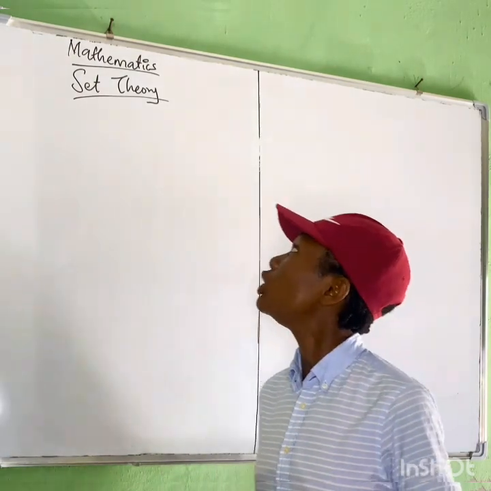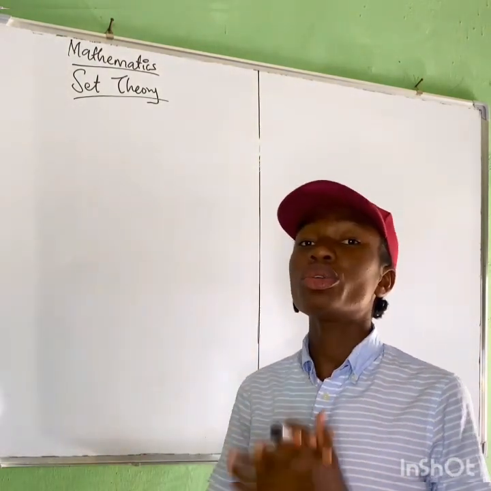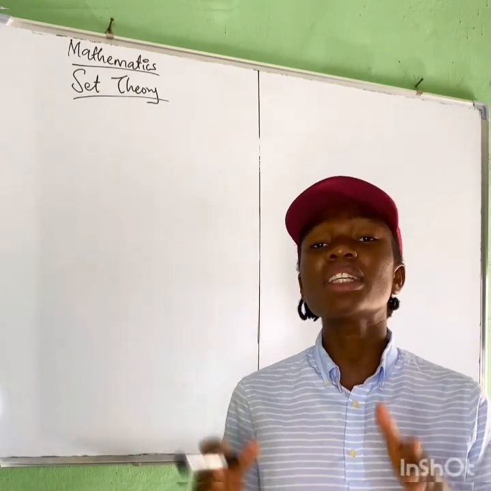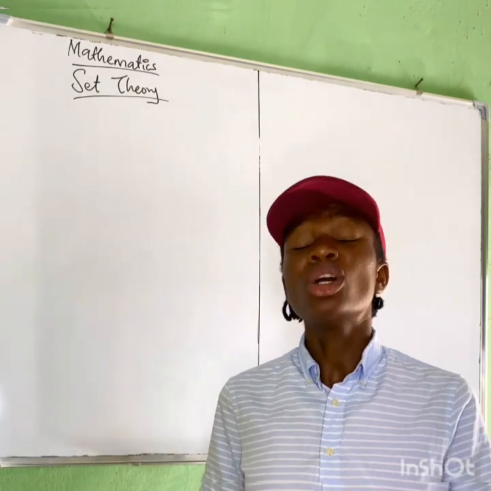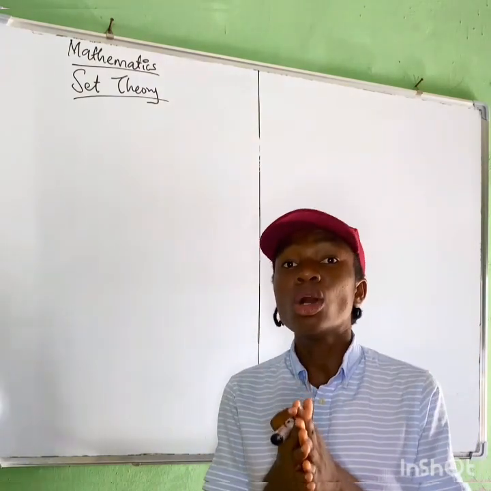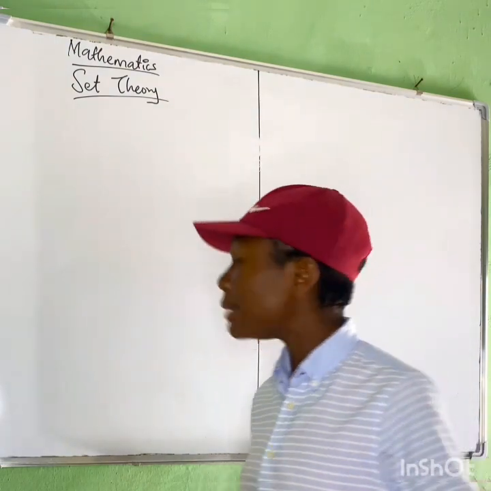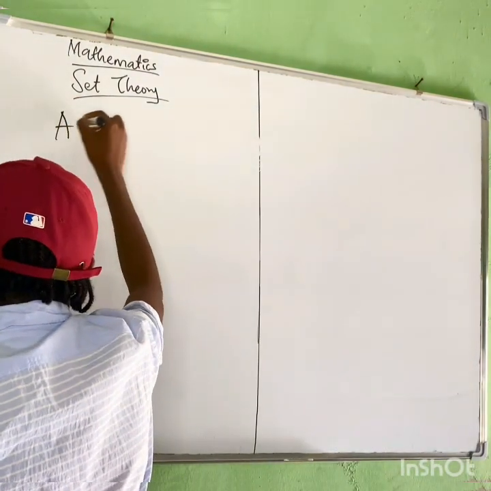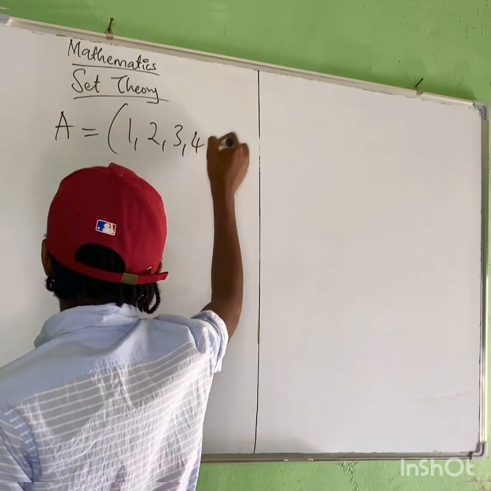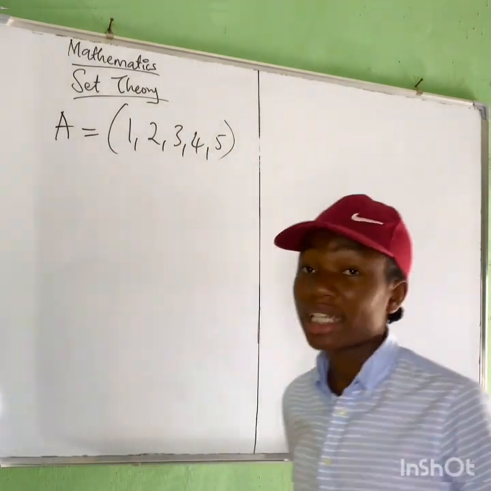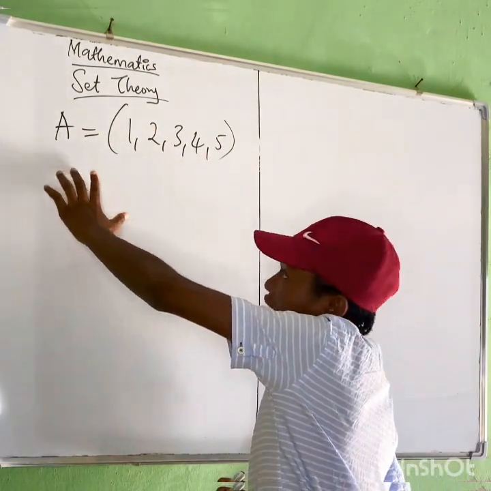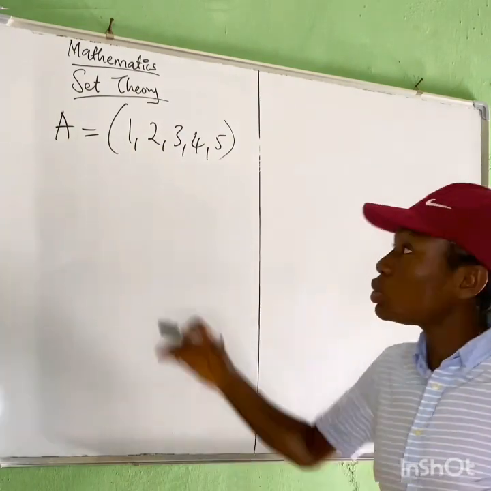Alright, today we're going to be looking at set theory. A set is a collection of interrelated objects. When we have interrelated objects and we bring them together, what we have is a set. Many times these objects can be arranged in a bracket. We can have 1, 2, 3, 4 and 5. In this case, the objects are numbers, and they are all elements of the set A. Are we together? So this is what we see as a set.